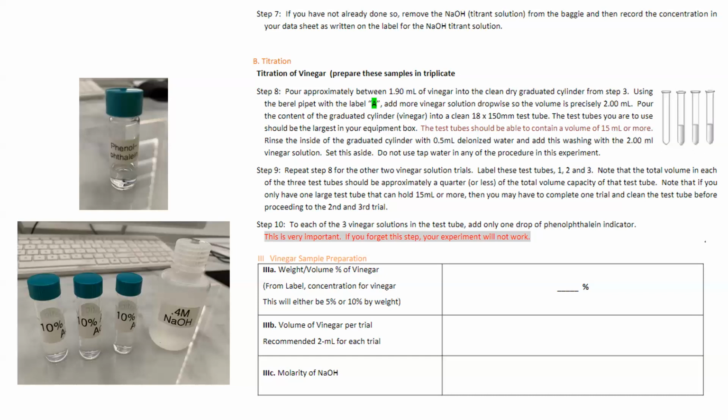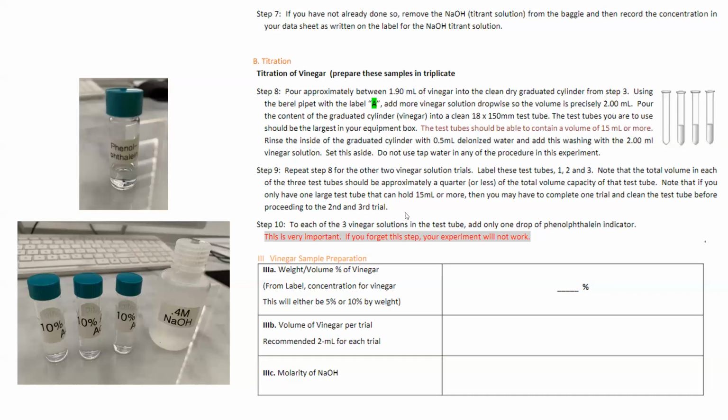So once we have those 3 test tubes, we're going to add in 1 drop of the phenolphthalein indicator into each test tube. It's very important that you don't forget to do that, because if you don't, you won't see a color change and you won't know when the endpoint has been reached.